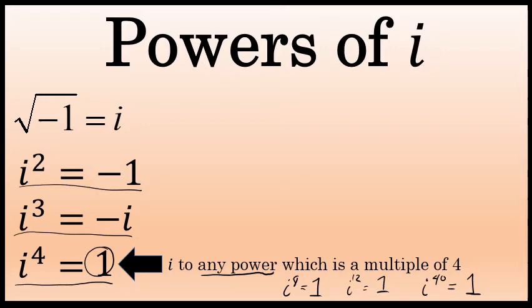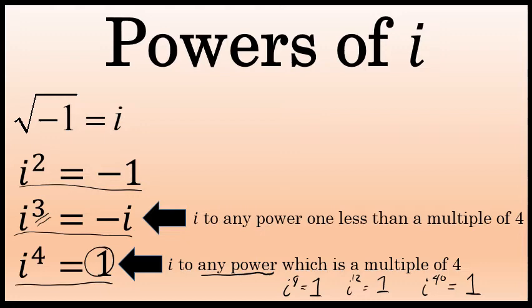i to the third is equal to -i, and 3 is 1 less than a multiple of 4. And in fact, i to any power which is 1 less than a multiple of 4 can be simplified to -i. So i to the third power is -i, but so is i to any power that is 1 less than a multiple of 4, like 7. 8 is a multiple of 4, so 7, 1 less than a multiple of 4, simplifies to -i.